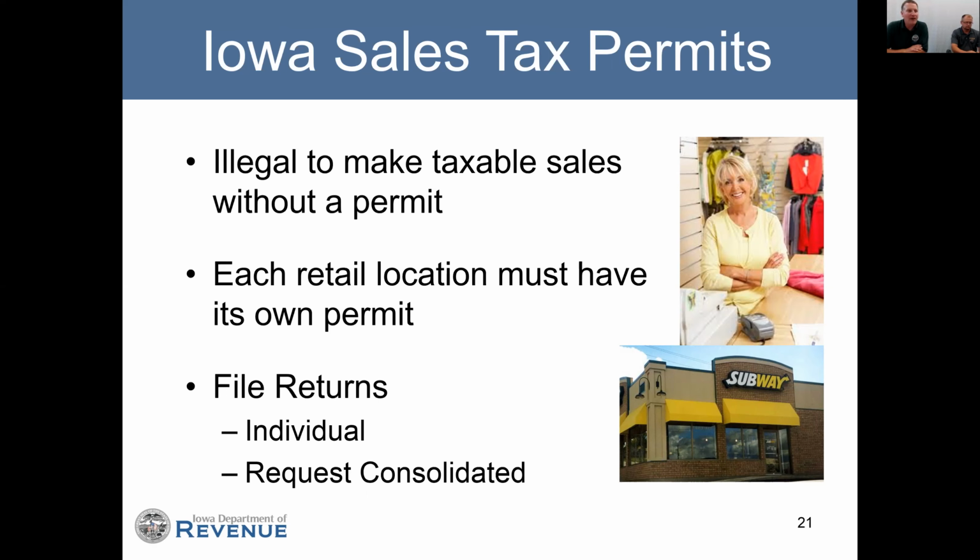When it comes time to file, you can file returns by individual permit number, individual location, or if you have multiple locations, you can request a consolidated permit number, and you can do a consolidated filing for all of the locations. It's really up to you which way you go. We're not terribly concerned if you file consolidated or if you file for each location. As long as you're collecting and remitting the proper tax, we're good with you. Again, just make sure that you do have a permit for each location.